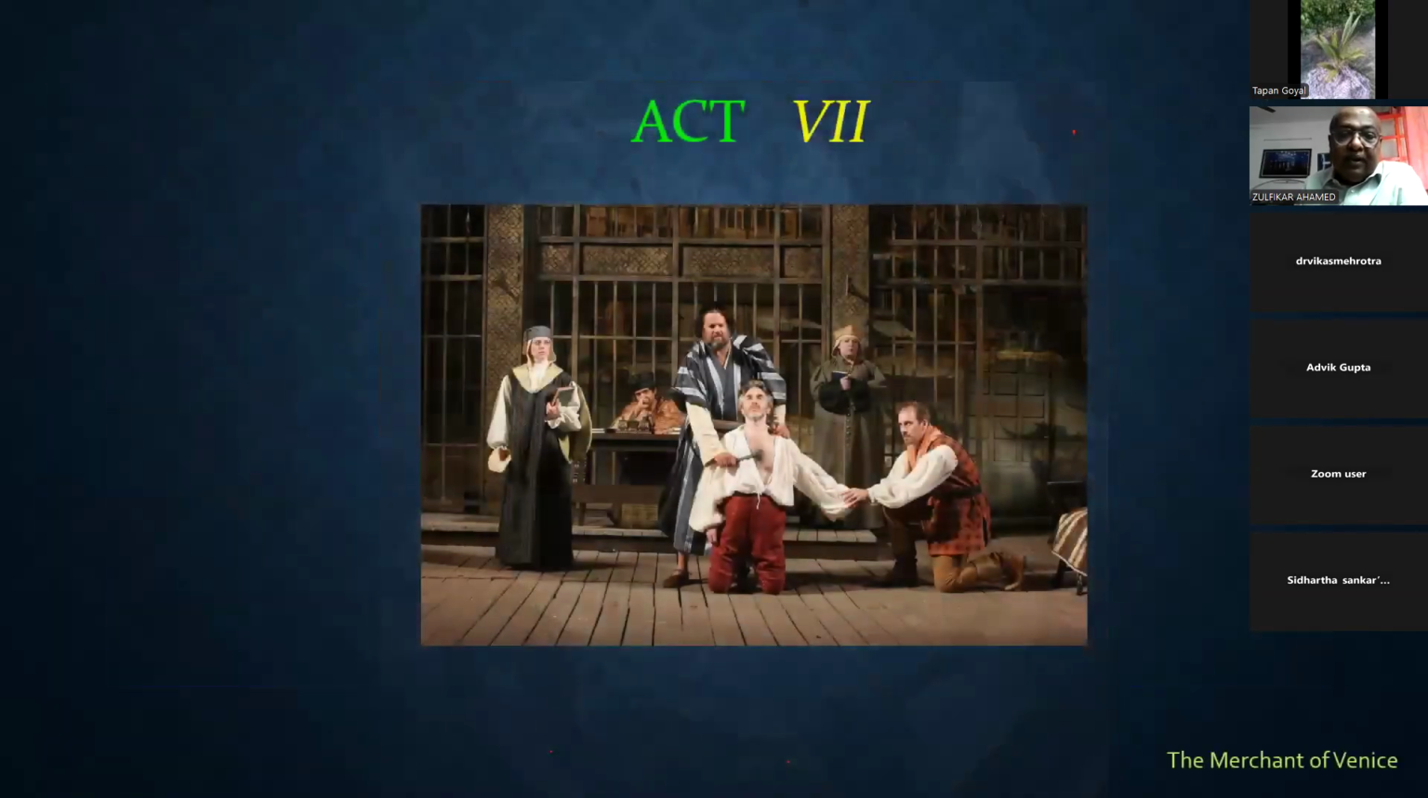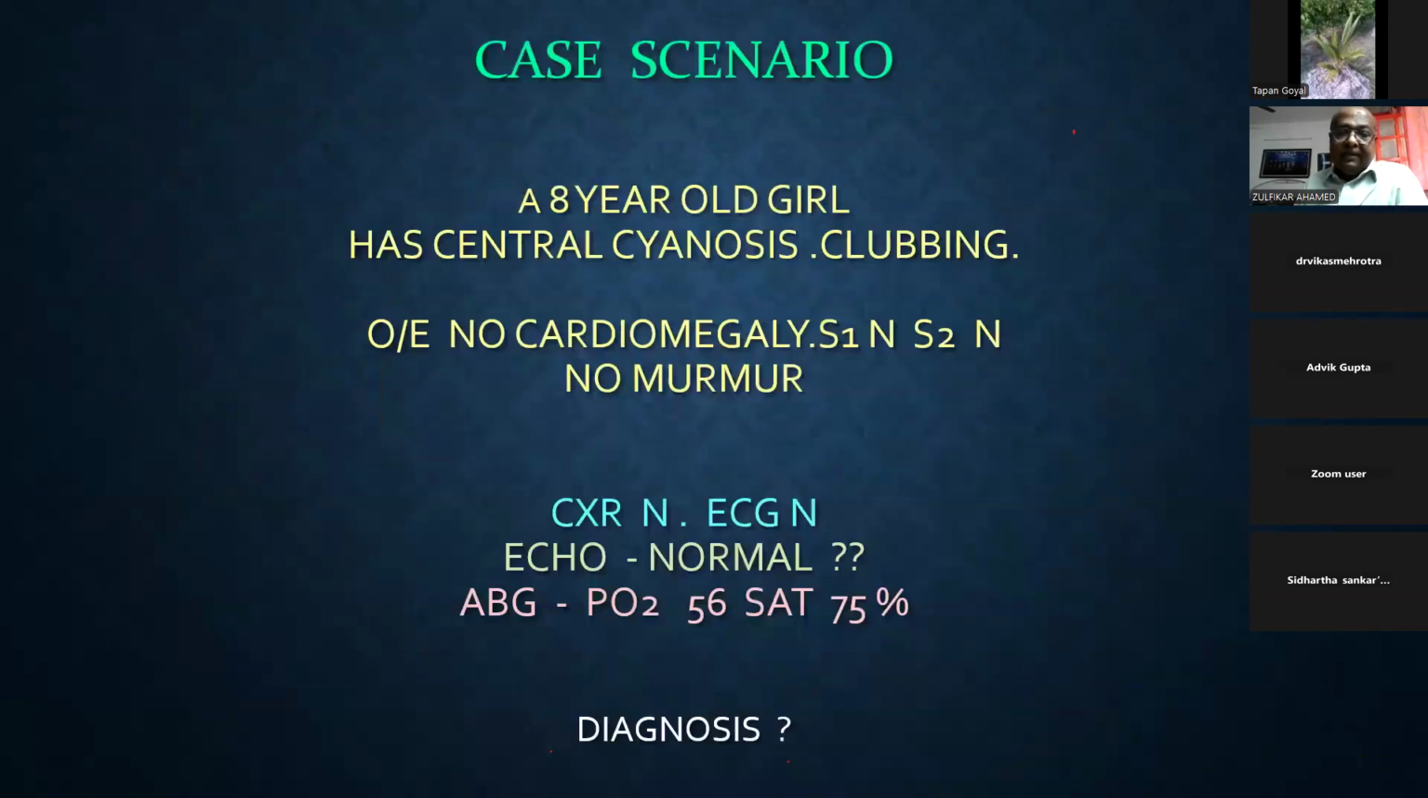Now, towards another very interesting situation, very rare, of course. An 8-year-old girl has central cyanosis, clubbing, no cardiomegaly, normal heart sounds, no murmur. X-ray is apparently normal, ECG is normal. Echo was reported as normal, but the interesting thing is ABG showed a PO2 of 56, saturation of 75%.